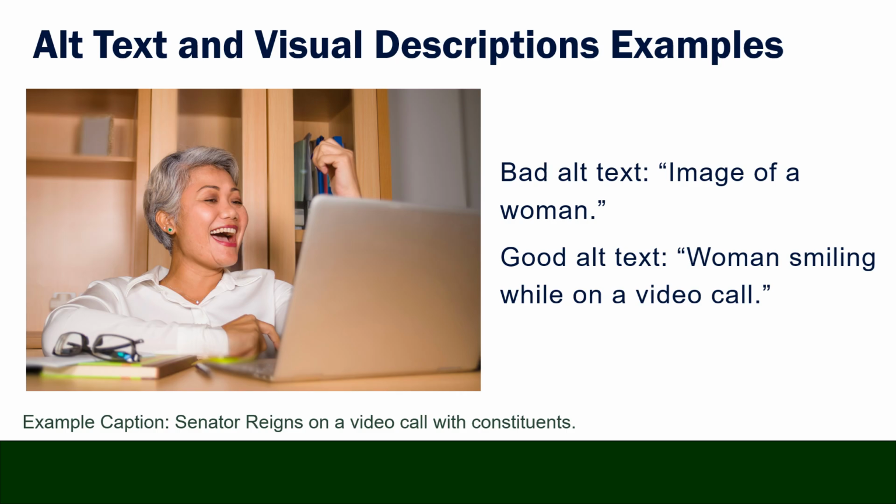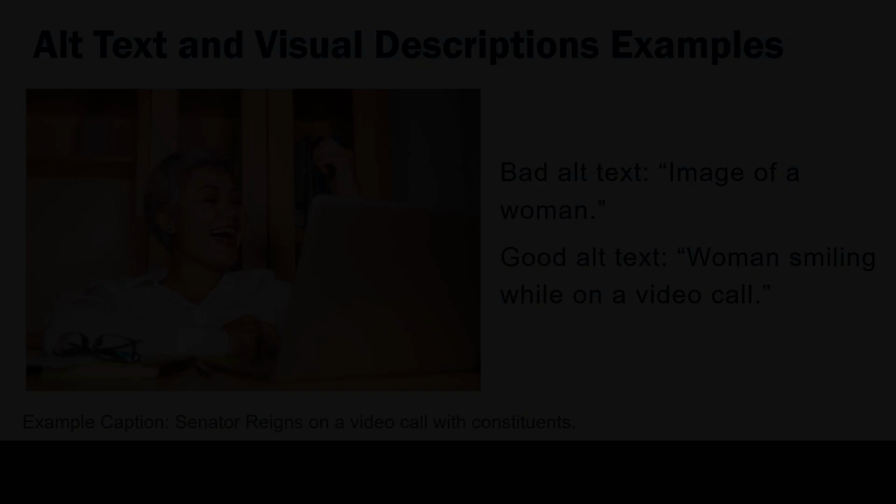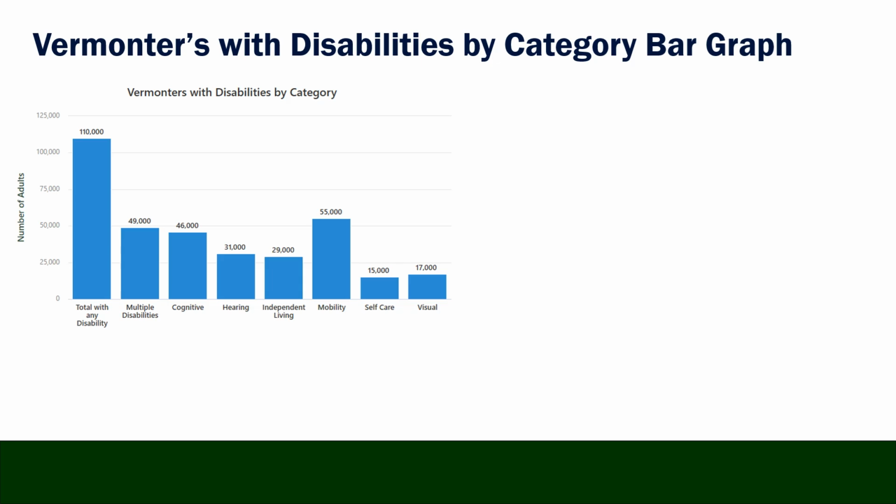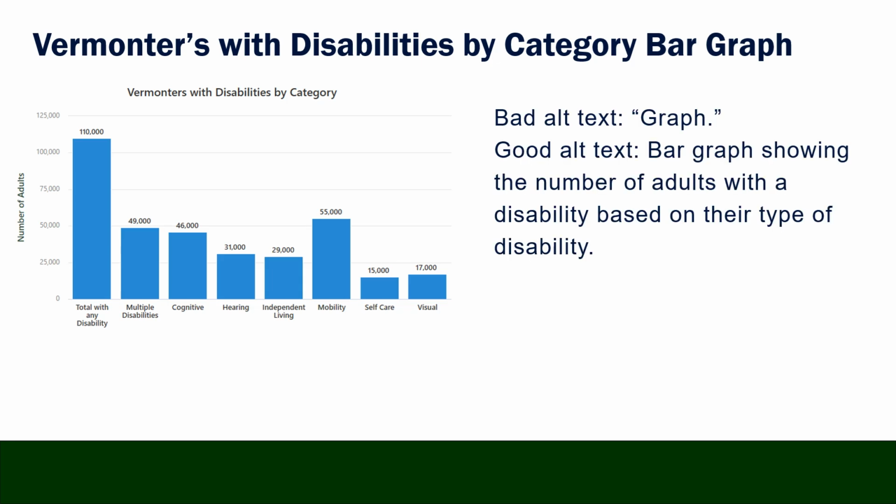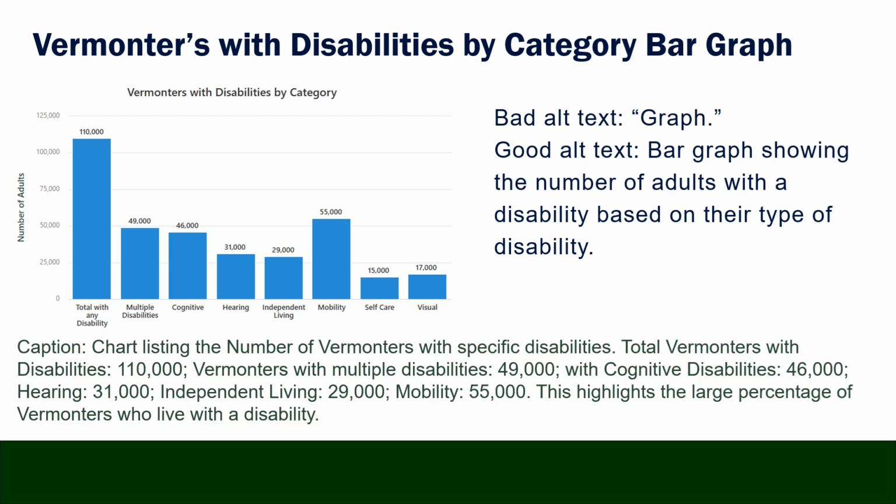All right, let's move to our next example. Here is a chart conveying a lot of information. Its title is Vermonters with Disabilities by Category, and it's a bar graph. Bad alt text would be "graph." Good alt text might be "bar graph showing the number of adults with a disability based on their type of disability." This chart will require either a caption or body text with a description of the data and information the chart provides. For example, the caption could be "bar graph, listing the number of Vermonters with specific disabilities.